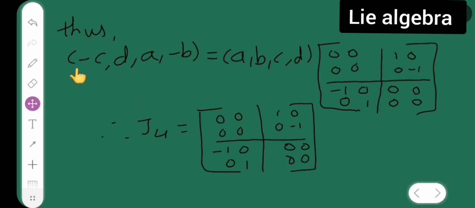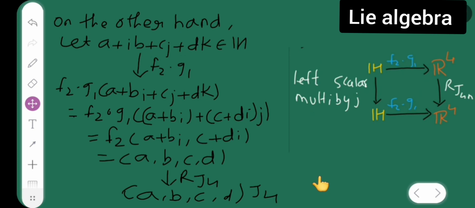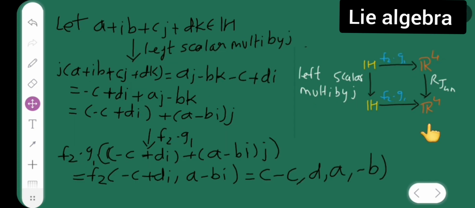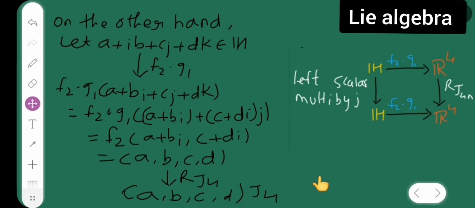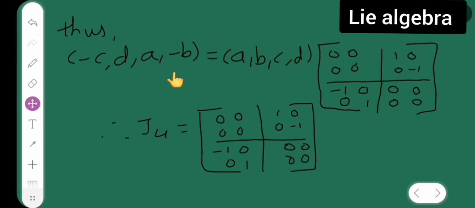So minus c comma d comma minus a comma minus b I got from path 1, from here. From here I got minus c comma d comma a comma minus b. This I have to write here, and then this is equal to a comma b comma c comma d into this 4 into 4 matrix, and this is nothing but my J4. Therefore I got my J4 also.